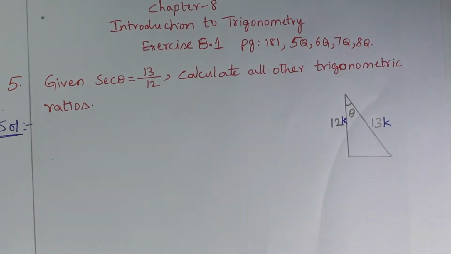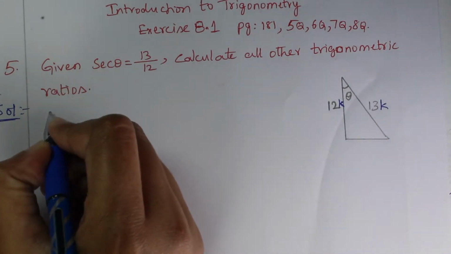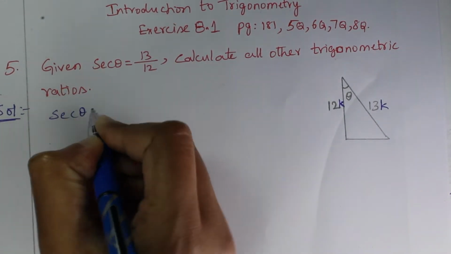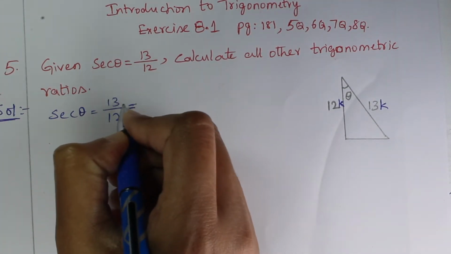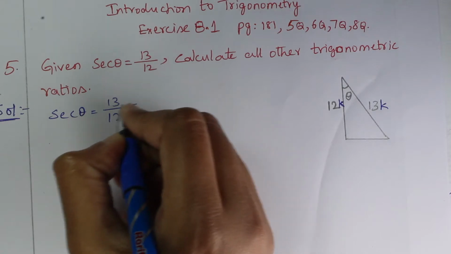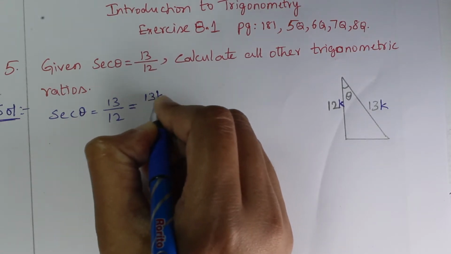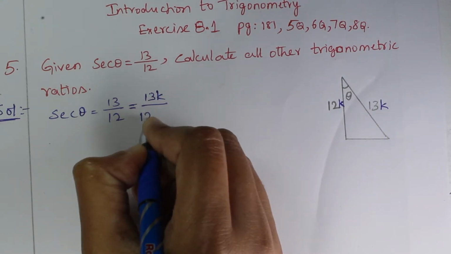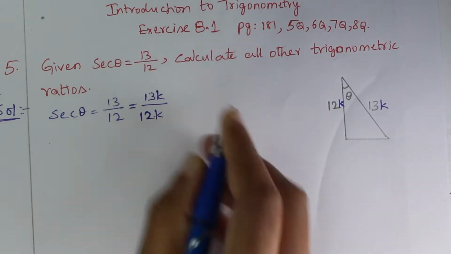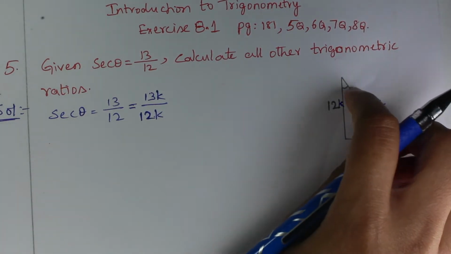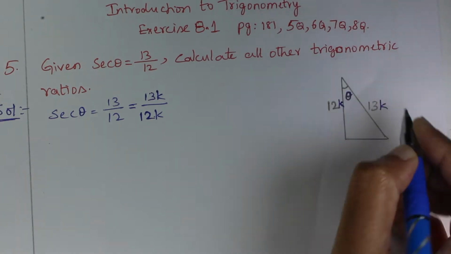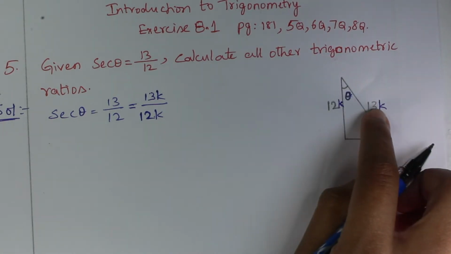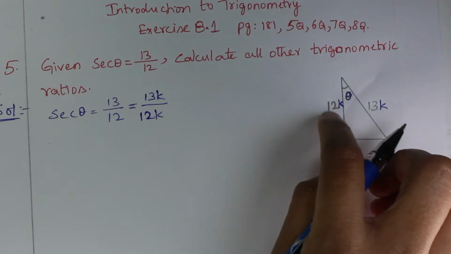So he has given that secant theta is equal to 13 by 12. What is secant theta? Secant theta is hypotenuse divided by adjacent side, right? So let us assume hypotenuse to be 13k and the adjacent side to be 12k to theta. So in the figure shown here, this is angle theta, the hypotenuse is 13k and the adjacent side is 12k.